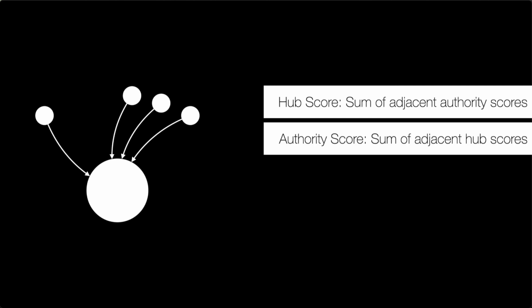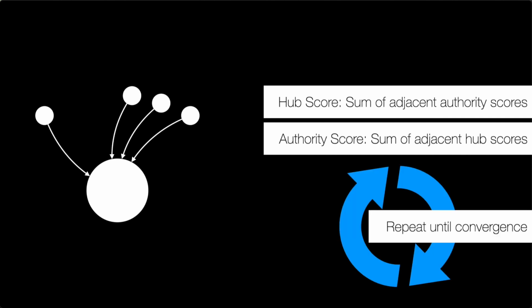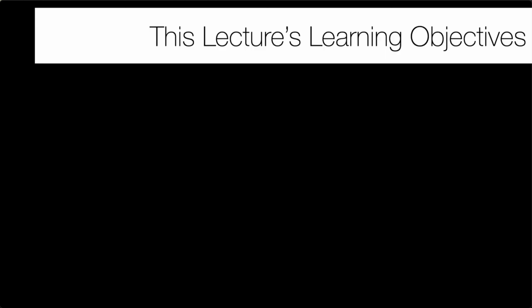And then the authority score is essentially the opposite of that. An authority node should be pointed to by many adjacent hubs. So we just take the sum of our neighbors' hub scores to give us our authority score. And then we repeat this until convergence, in a manner similar to the convergence-based definition of PageRank. All right, so that fills out this lecture and the learning objectives today.